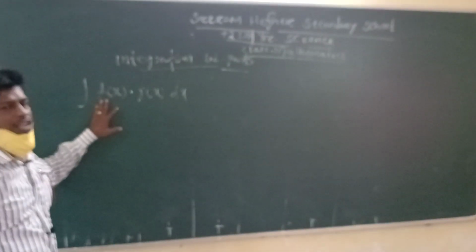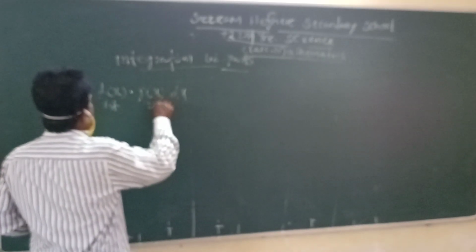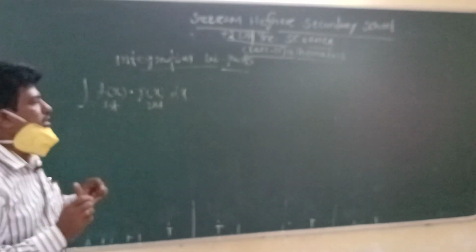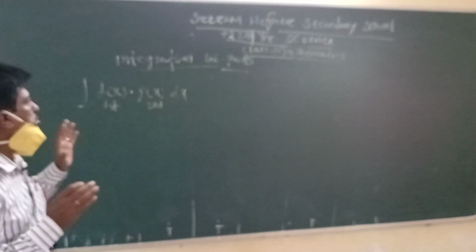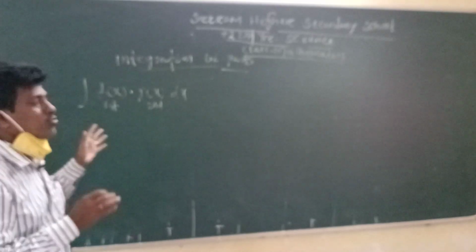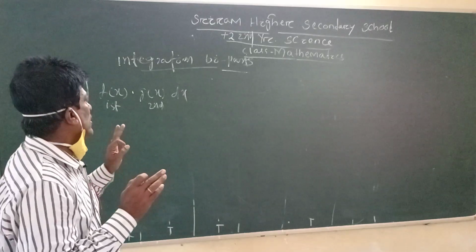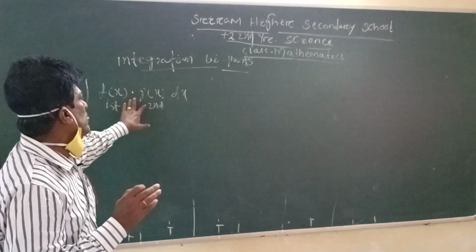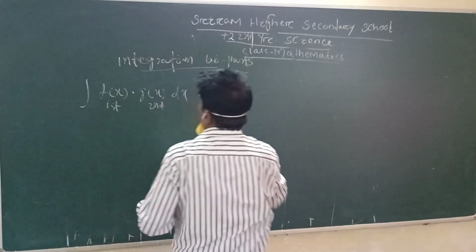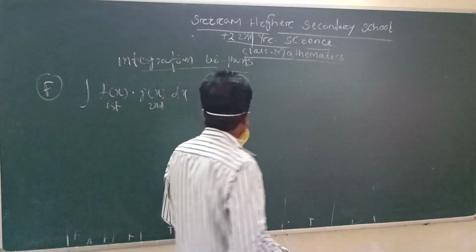Look, if f(x) is the first function and g(x) is the second function, in this case two functions are multiplied. Then how to integrate this? From before, in other examples, from A to D, four exercises, we only solved the integration of one function, not the multiplication of two functions. For the integration of a multiplication, you look at the formula that I am now going to write.